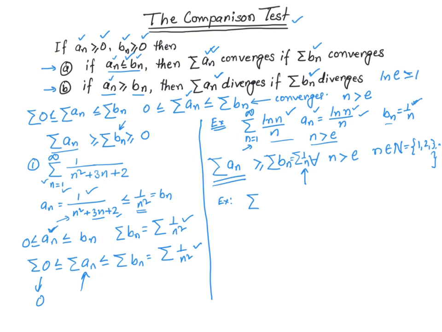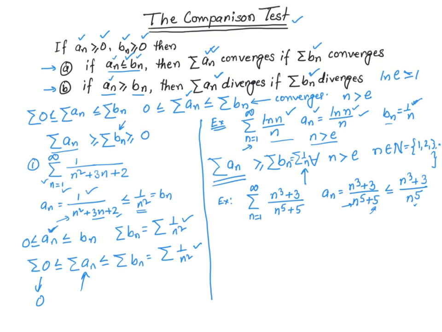Summation n equals 1 to infinity, okay? Maybe n cube plus 3 over n to the power 5 plus 5. Here the nth term an is equal to n cube plus 3 divided by n to the power 5 plus 5, which, by the way, is less than or equal to n cube plus 3 over n to the power 5, right? Because there is a 5 here in the denominator, which is going to make the denominator bigger than n to the power 5. So this statement is true.